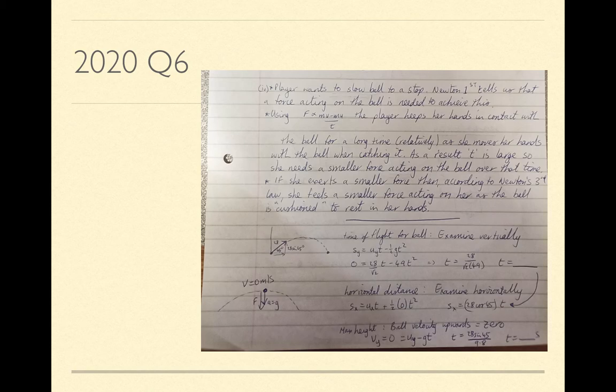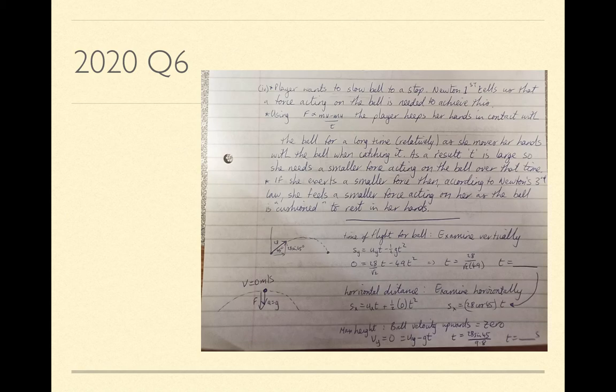So when she catches the ball, it is in contact with her hands for a long time. And the force that she is acting on the ball multiplied by that time will lead to the change in momentum, which is why I've mentioned Ft is equal to mv minus mu. And that's what I'm saying in the second part. We're using Newton's second law to say that the longer she remains in contact with the ball, the less force she needs to change the momentum per second.